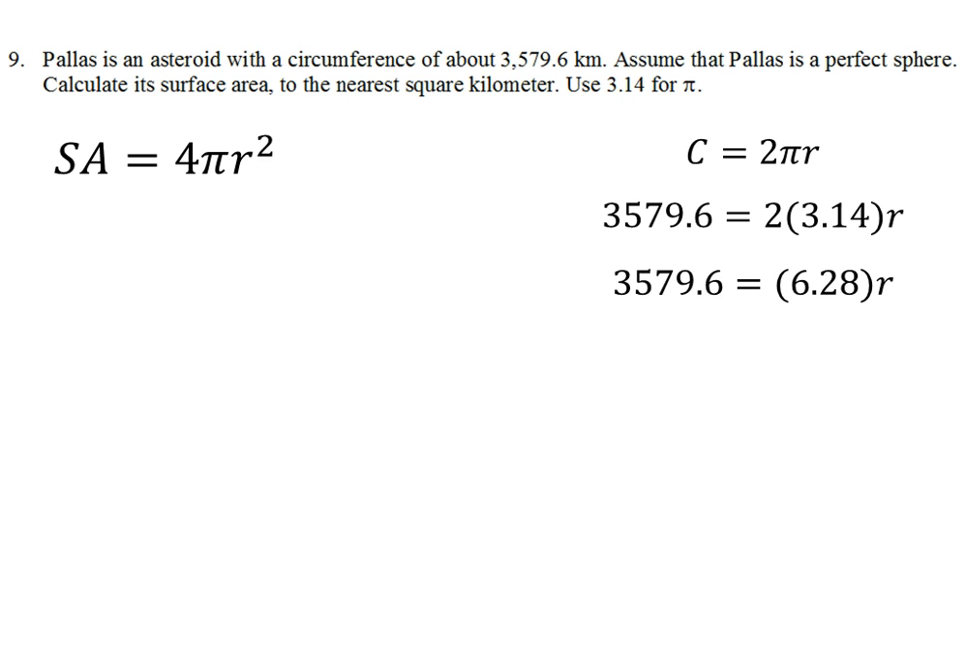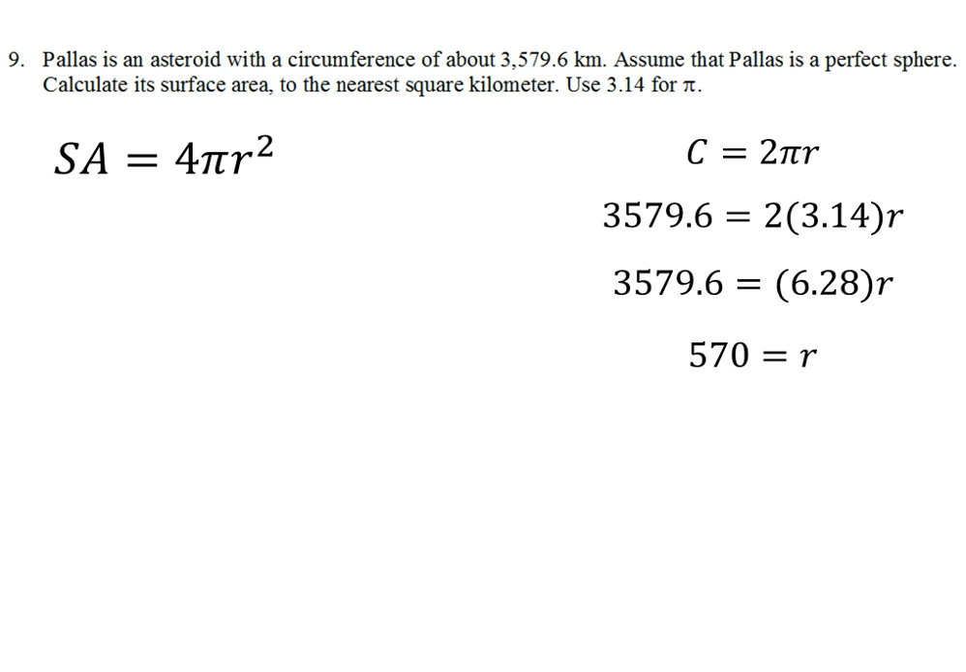So I have 3,579.6 is equal to 6.28 times r. So to solve for r, I'm going to divide both sides by 6.28. And you know what that is? It's 570. Pretty neat how that works out perfectly. So 570 is the radius.